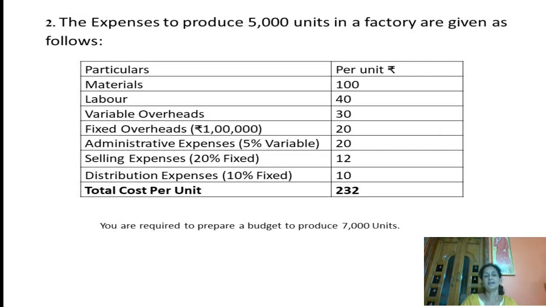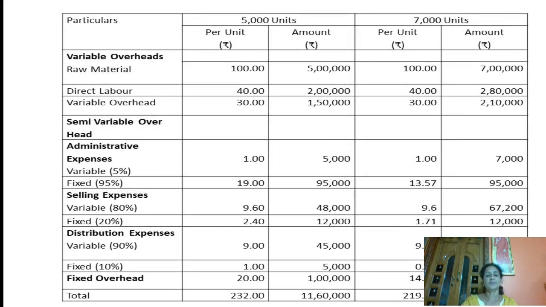In 12 rupees, they have stated that 20% is fixed. So first you have to find out 20% of 12 rupees. 20% of 12 rupees is 2.40 and 80% is variable, that is 9.60. For variable expenses, per unit cost remains the same. So 5,000 into 9.6, you will get 48,000. When you go for 7,000 units, 7,000 into 9.6, you will get 67,200. So the amount varies, the unit cost remains the same.